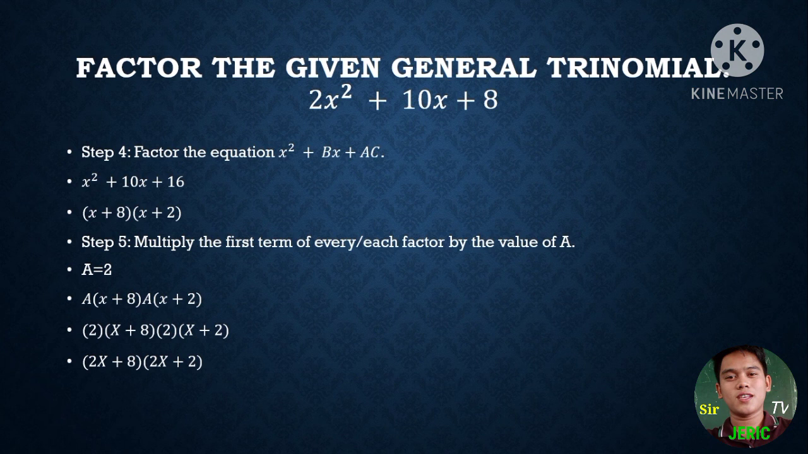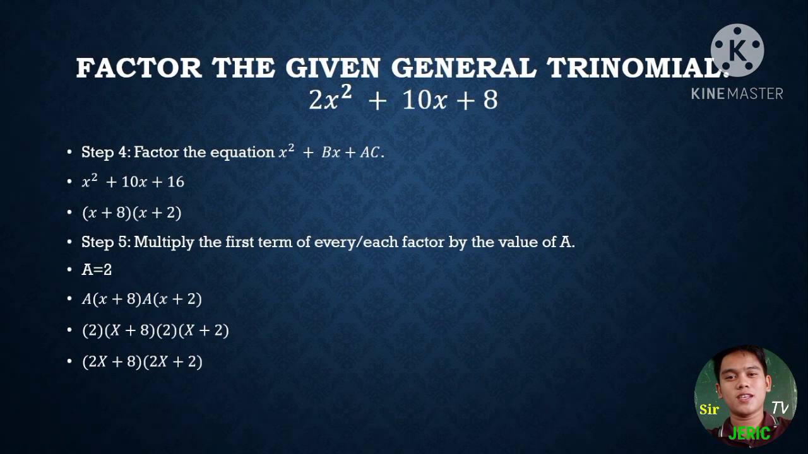So ang first term ng unang factor natin ay x, at ang unang term din natin doon sa second factor natin is x. So 2 times x is 2x, and then 2 times x is 2x also. So therefore, we have 2x plus 8 and then 2x plus 2. What is the next step?